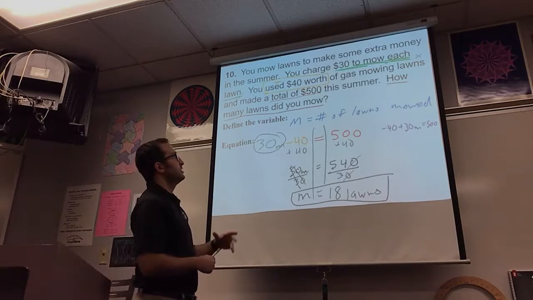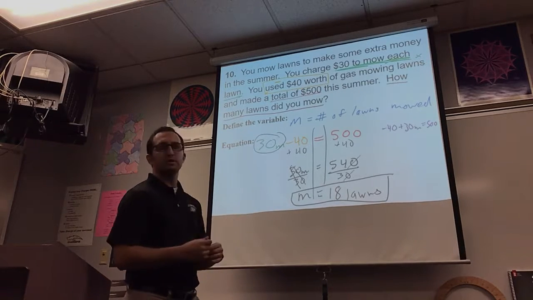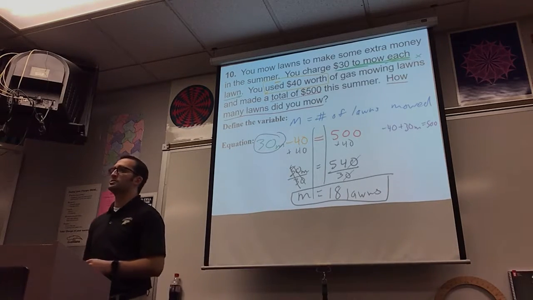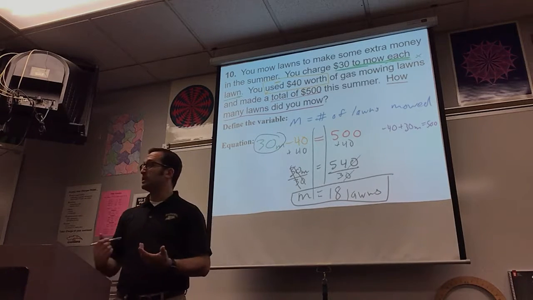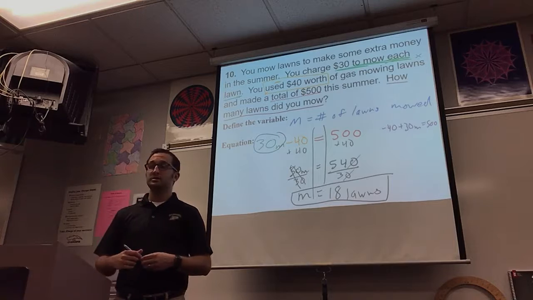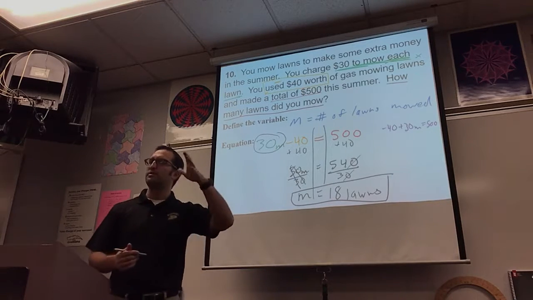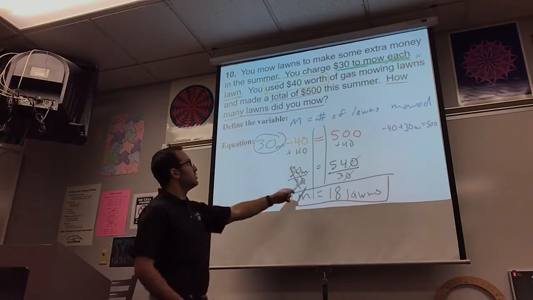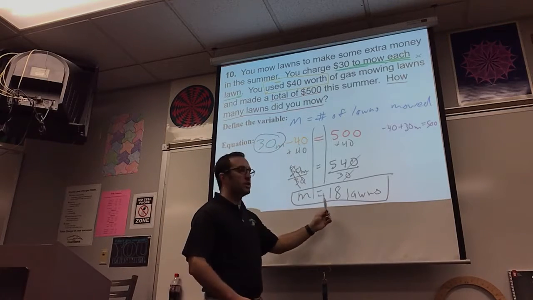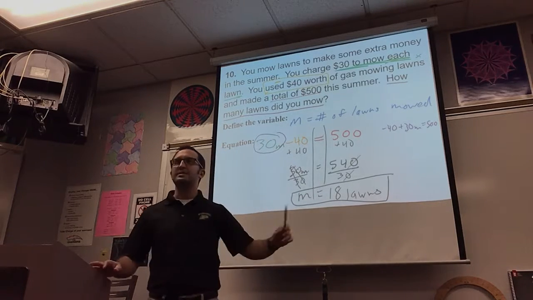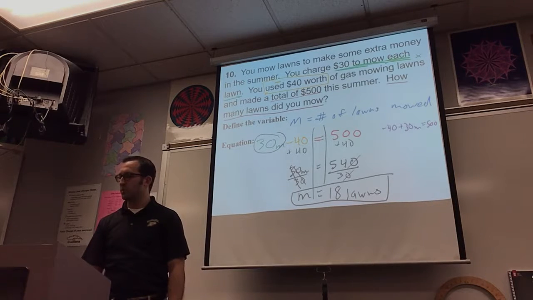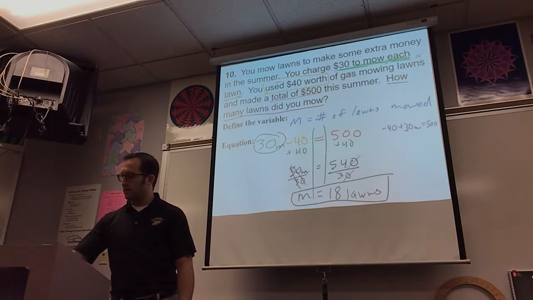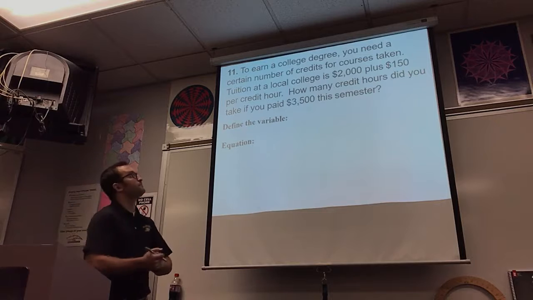Just imagine if it's $30 to mow each lawn and you mowed 10 lawns, how much money would you make? $300. If you mowed 20 lawns, how much money would you make? 600. But don't forget about that minus 40. But that makes kind of sense, right? We wouldn't need to make $500. 20 lawns would give me 600. So 18 is a reasonable answer. It's a little bit less than that, right? Cool? All right. Let's look at one more.